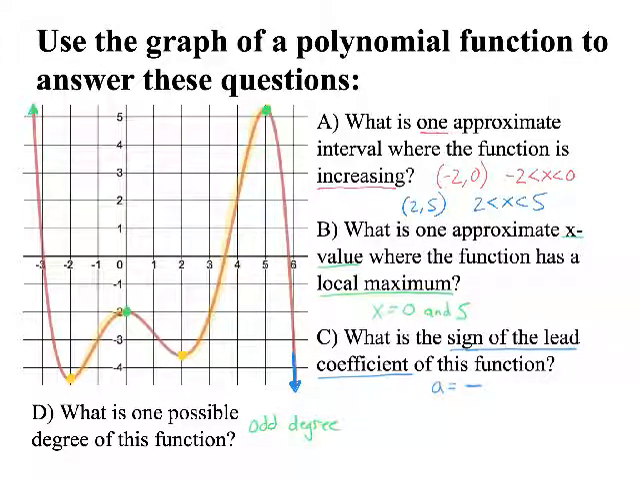So a possible degree would be a 5th degree. And then you could have a 7th degree, which is the next odd. You could have a 9th degree, and so on. So any of those are possible. We know it has to be odd, and we know by the maxes and mins it can't be less than 4, but it could be more than that. So these are possibilities. Just choose one of those.